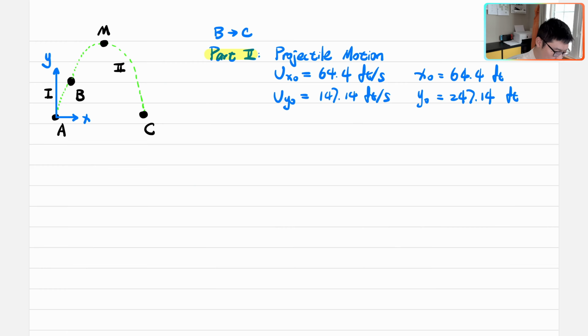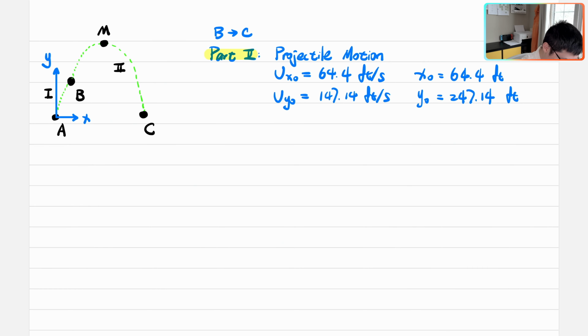The question is asking when or where do we reach the maximum point? So I call this M. The condition for the maximum point in a projectile motion, you should recall, is when your vertical velocity becomes 0. Right? If your vertical velocity is not 0, you're still going up. So the maximum point is defined by when you reach your vertical velocity of 0.